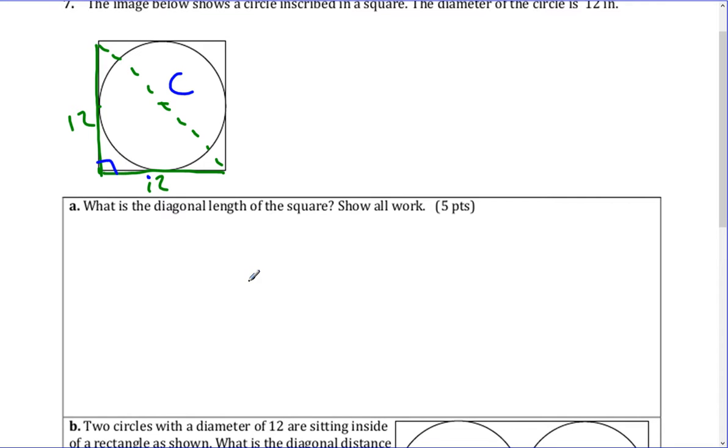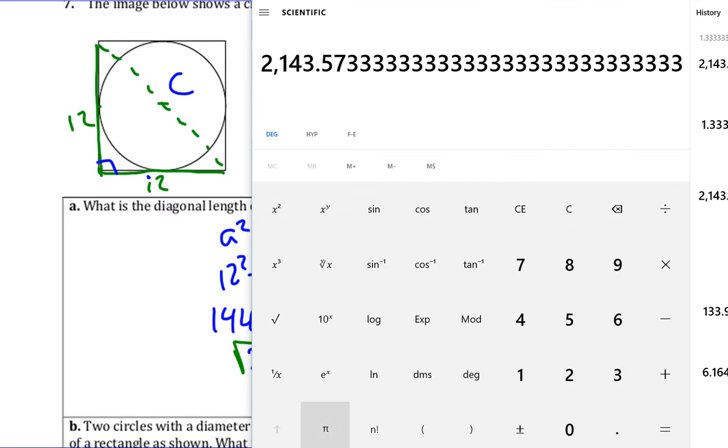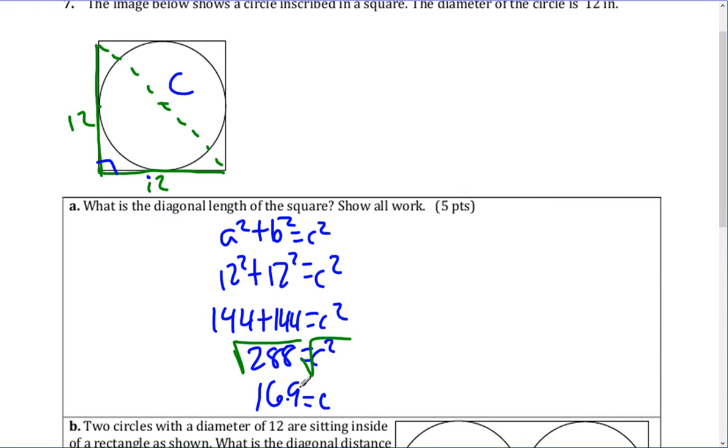A squared plus b squared equals c squared. 12 squared plus 12 squared equals c squared. 144 plus 144 equals c squared. 288 equals c squared. And I don't know what the square root of 288 is off the top of my head, because we'd have to square root both sides to cancel out the c squared part. So c equals, calculator, the square root of 288, 16.97. So the diagonal length of the square is 16.97 inches.